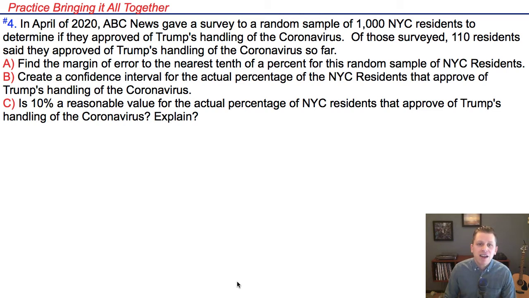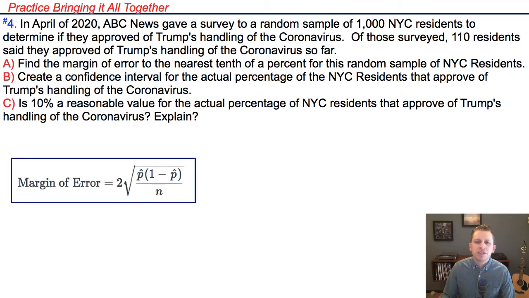Part A. Find the margin of error to the nearest tenth of a percent for this random sample of New York City residents. Part B. Create a confidence interval for the actual percentage of New York City residents that approve of Trump's handling of the coronavirus. And Part C, is 10% a reasonable value for the actual percentage of New York City residents that approve of Trump's handling of the coronavirus? Explain.